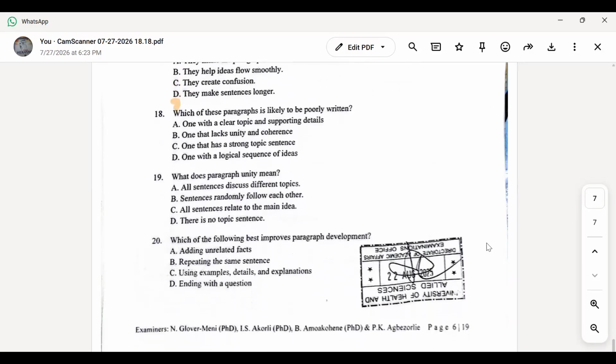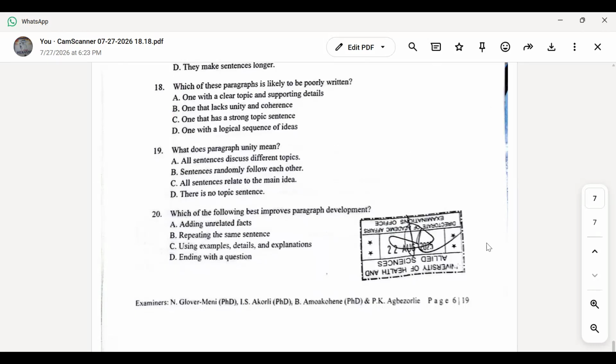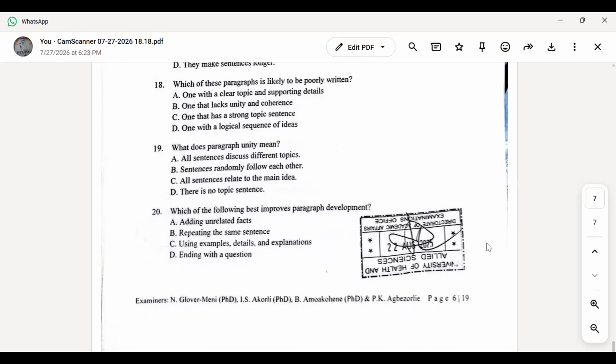Question 18. Which of these paragraphs is likely to be poorly written? A, one with a clear topic and supporting ideas. B, one that lacks unity and coherence. C, one that has a strong topic sentence. And D, one with a logical sequence of ideas. B. Question 18, one that lacks unity and coherence. That's B.